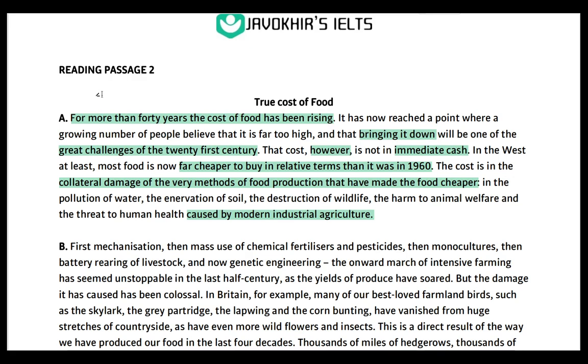So pretty much paragraph A is basically talking about the rise of the cost of food, and they are also trying to find methods that could make food cheaper. You can see the methods of food production that have made the food cheaper: the pollution of water and erosion of soil, destruction of wildlife, harm to animal welfare, and threat to human health caused by modern industrial agriculture. All these features are part of why the food has become cheaper.